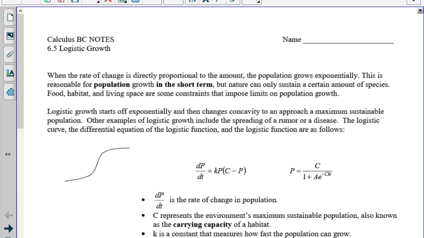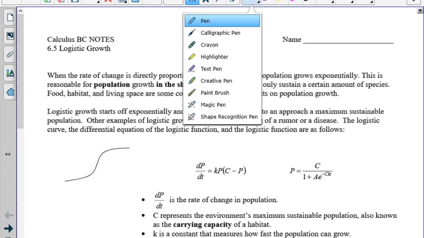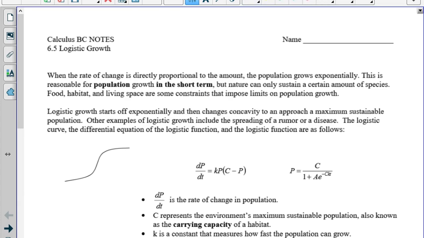One, two, three. We're going to talk about logistic growth today. So logistic growth is a little bit different than exponential growth or decay because it starts as exponential growth, but then it stops becoming exponential and kind of changes a little bit.